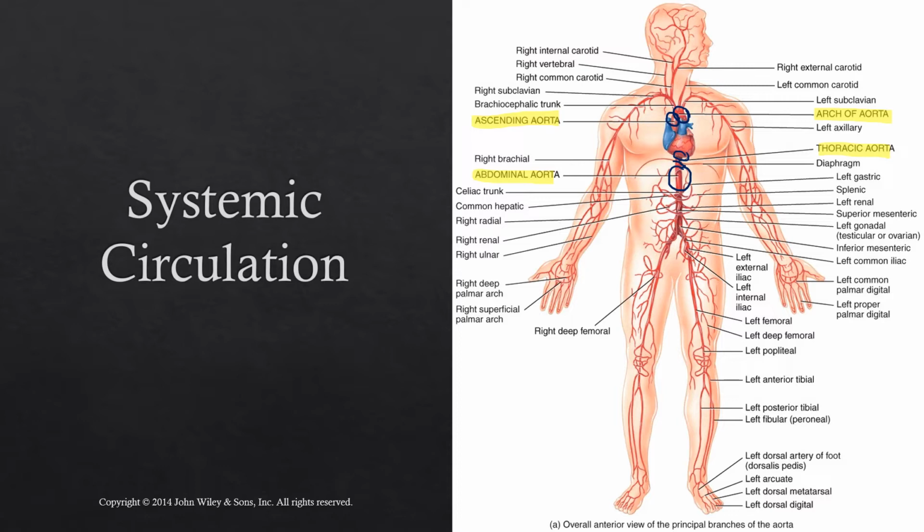Systemic tissues are really all tissues except for the alveoli in the lungs. So everything but those alveoli in the lungs.